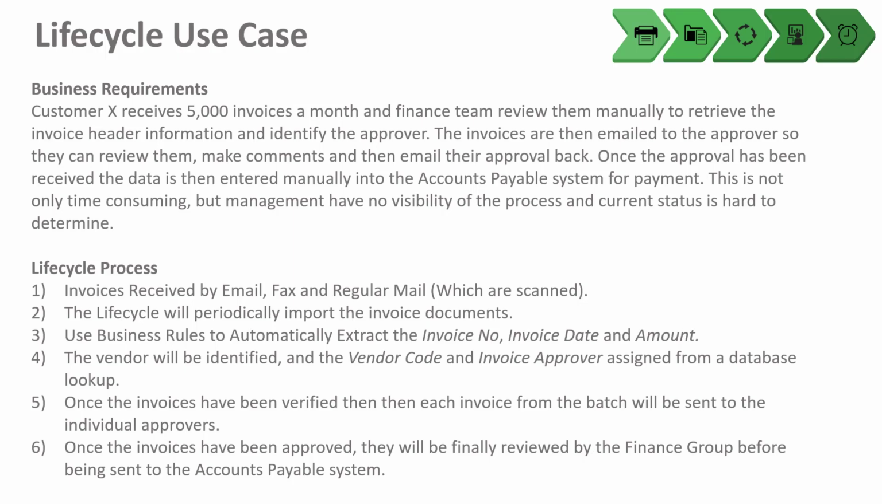The lifecycle will periodically import the invoice documents from these three different channels and use business rules to automatically extract the invoice number, the invoice date, and the invoice amount. The vendor will be identified and the vendor code and invoice approver assigned from a database lookup. Once the invoices have been verified, then each invoice from the batch will be sent to the individual approvers. Once the invoices have been approved, they will be finally reviewed by the finance group before being sent to accounts payable. And there's a demonstration of a dashboard on how to keep track of the process.